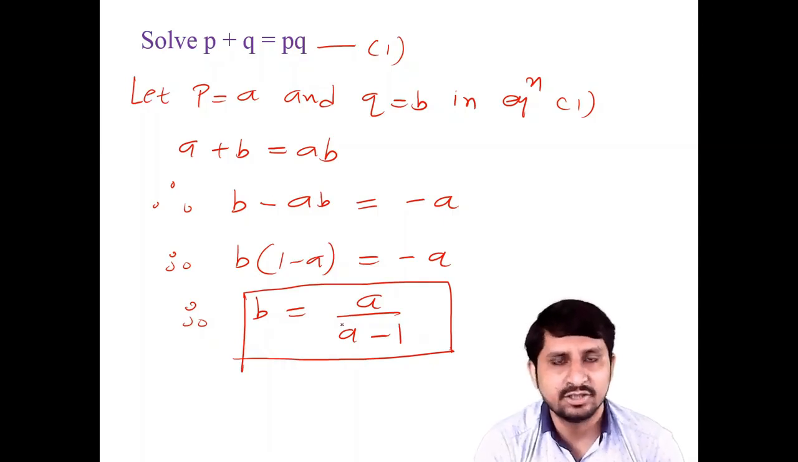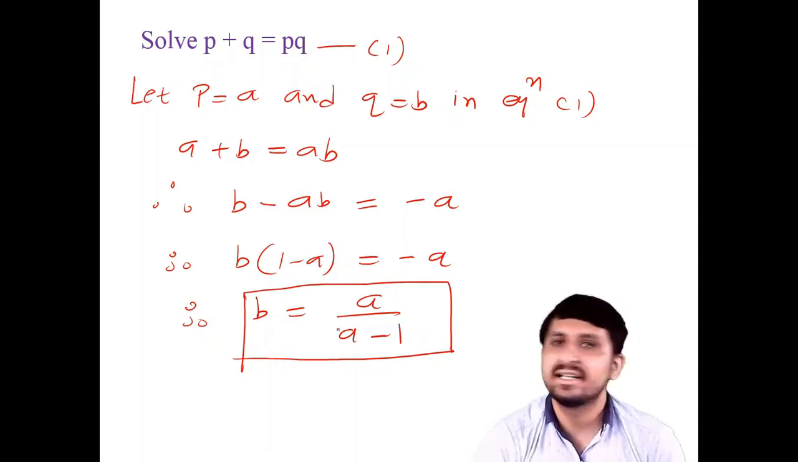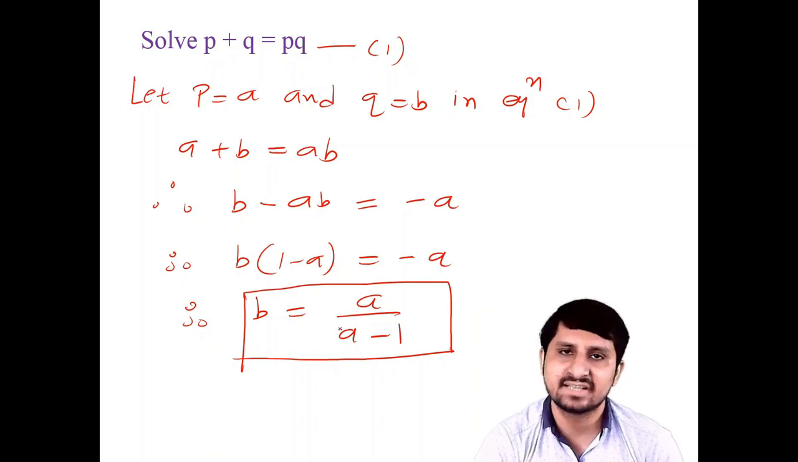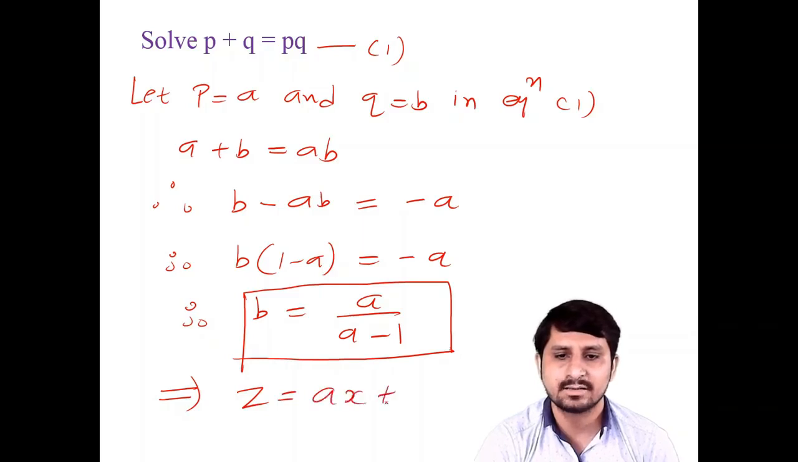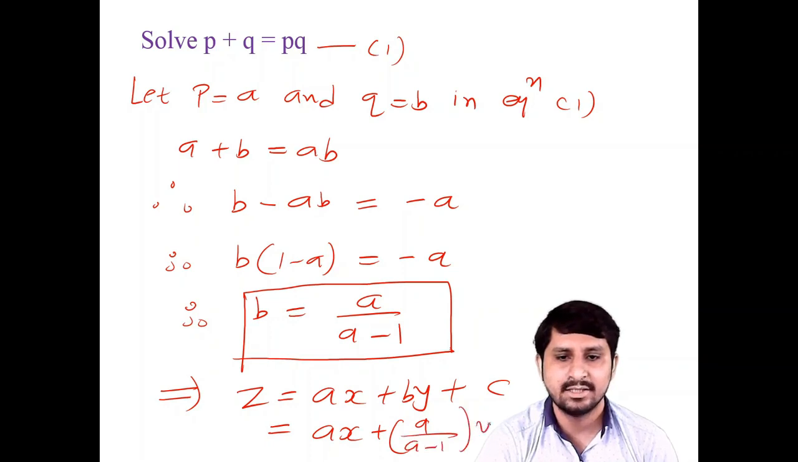And what is our complete solution? The complete solution, as I told you, is z is equal to ax plus by plus c. So z is equal to ax plus, what is the value of b? a upon (a minus 1) into y plus c.